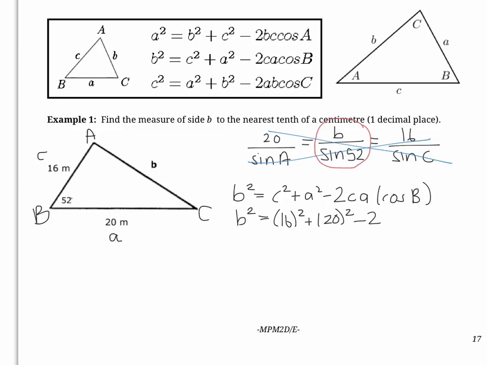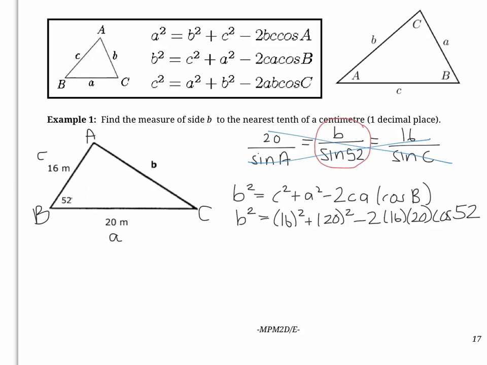And we're going to write minus 2 times c. c is just 16. A is 20. And then we have the cos of big B, which is 52 degrees. So now what we have here are a bunch of like terms. This is just a constant, this is also a constant, this is also just a big constant number.